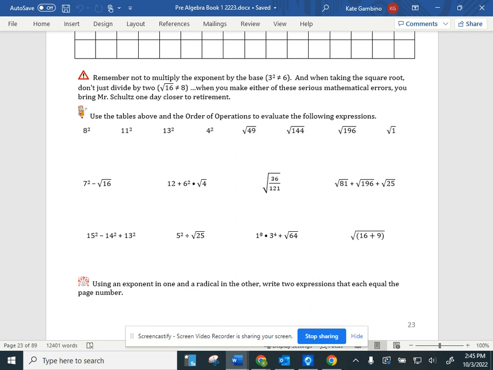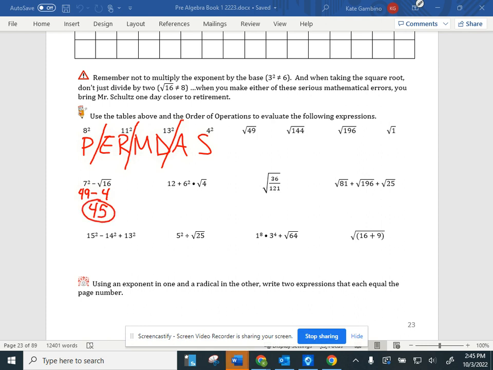Now we're going to our order of operations. So we're going to look and say, okay, for PEMDAS, I know where my levels are. There's no parentheses. I go right to exponents and radicals. So reading from left to right, what I come to first: 7 squared is 49. The square root of 16 is 4. Now I'm going to bring down my operation. So now I know it's 49 minus 4 gives me 45 for my answer.